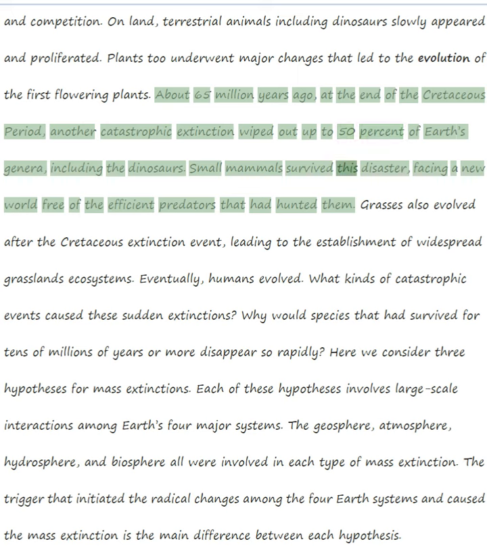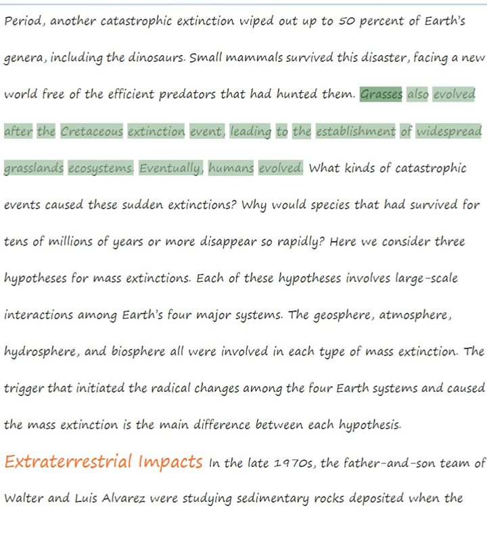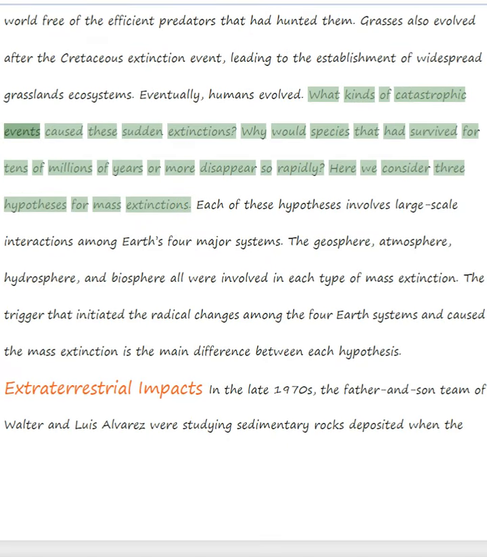Small mammals survived this disaster, facing a new world free of the efficient predators that had hunted them. Grasses also evolved after the Cretaceous extinction event, leading to the establishment of widespread grasslands ecosystems. Eventually, humans evolved. What kinds of catastrophic events caused these sudden extinctions?